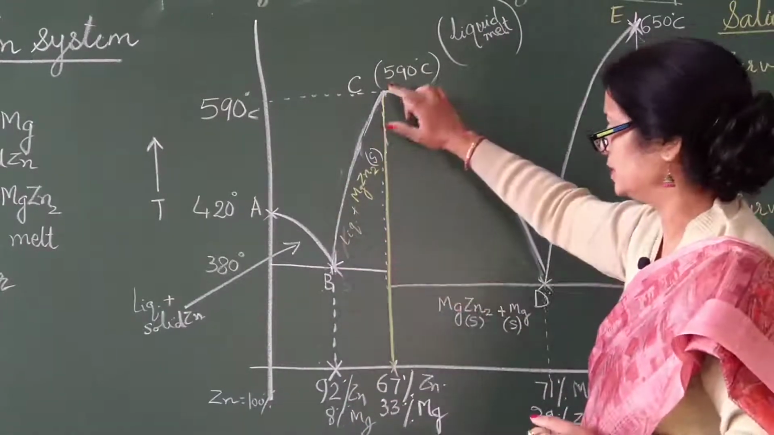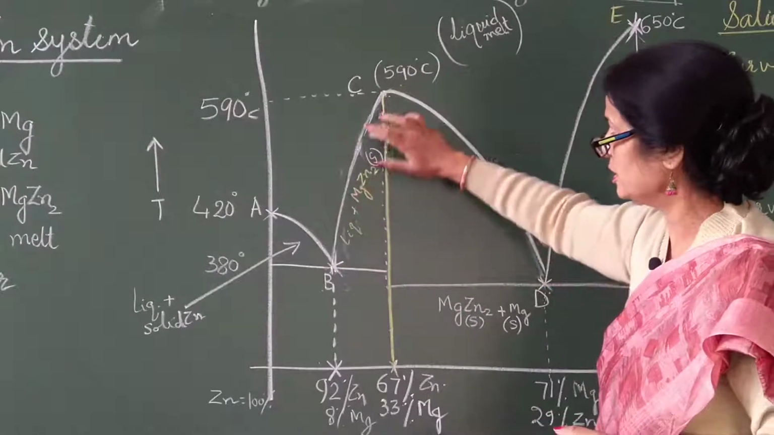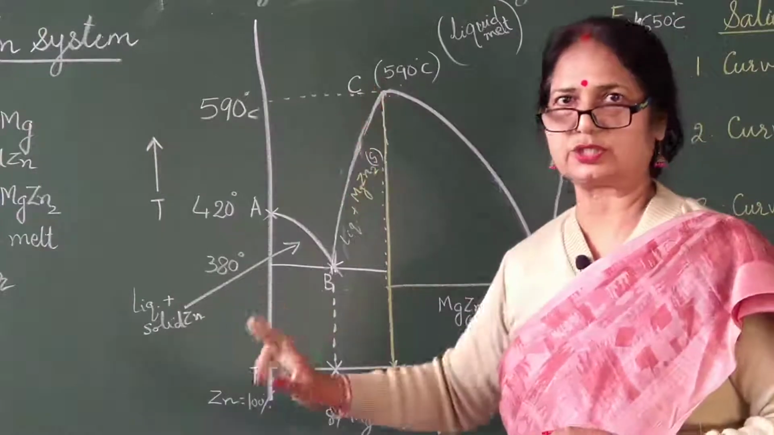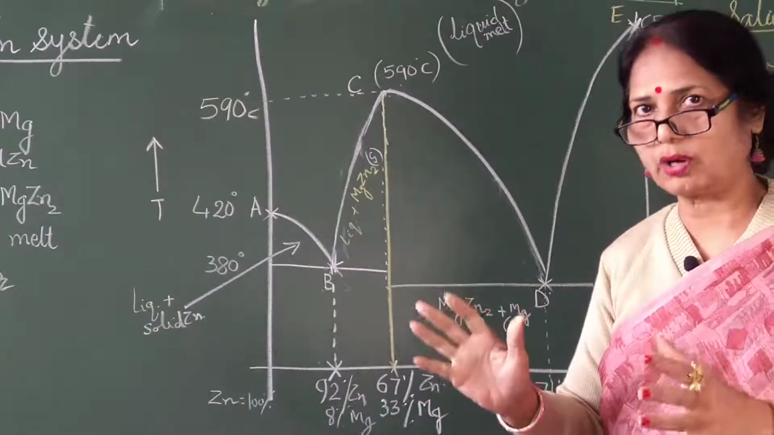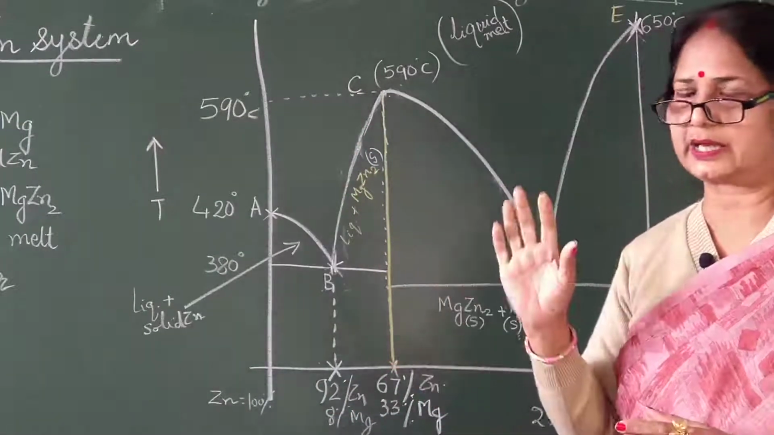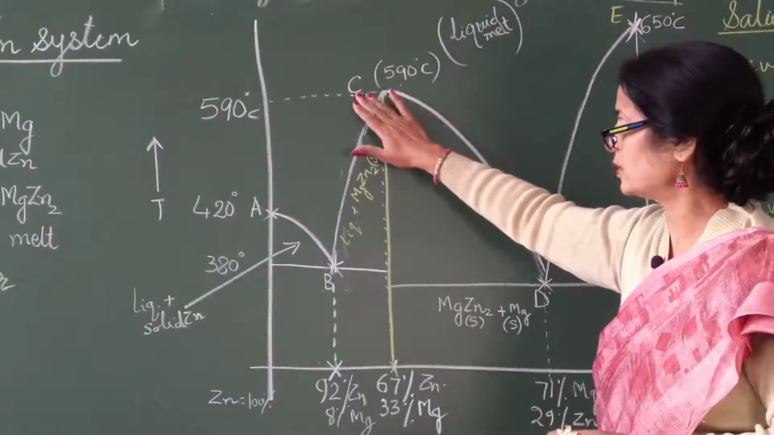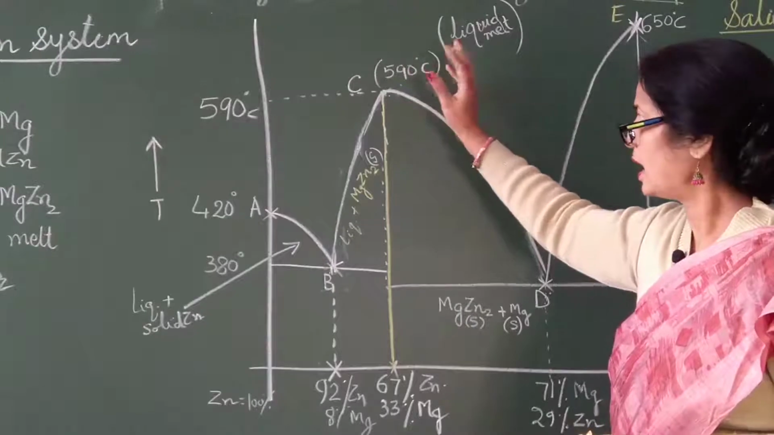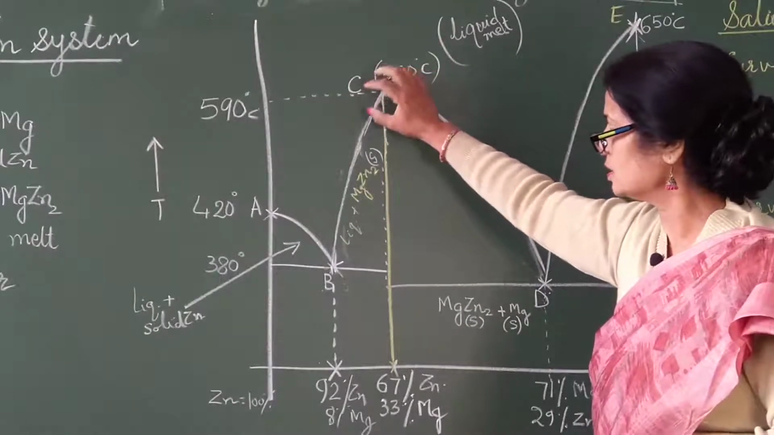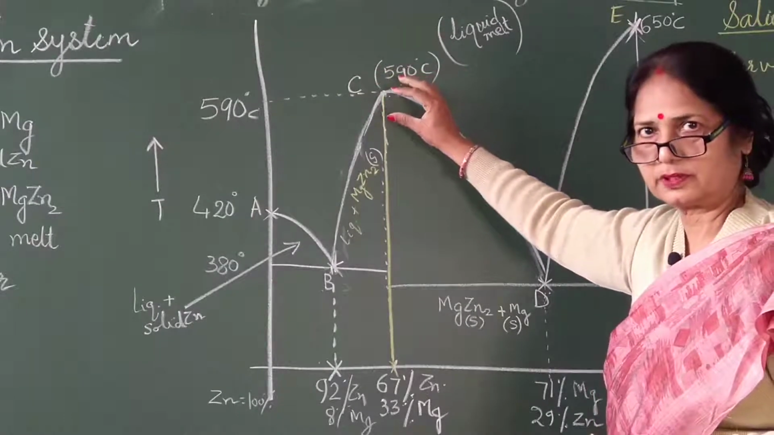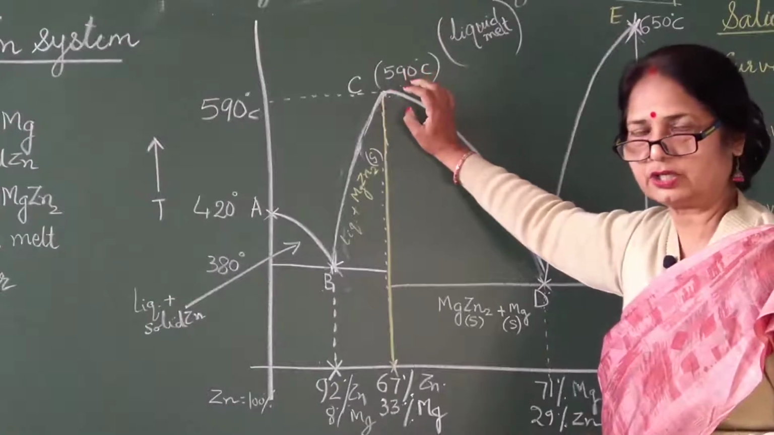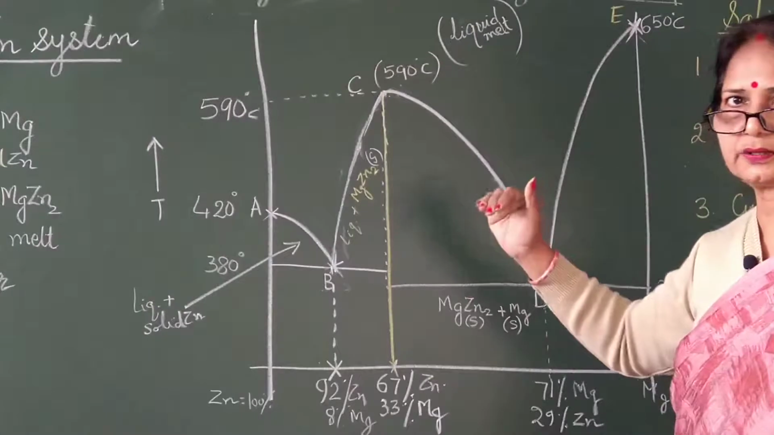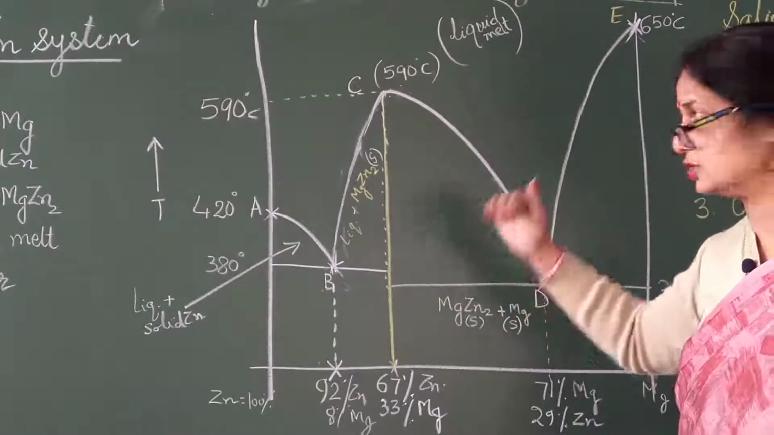So this is the curve BC. So the freezing point will be the maximum freezing point for the MgZn2 system, for MgZn2 solid to which Mg is being added. It reaches up to this point C, which corresponds to 590 degrees centigrade. And after this point, the freezing temperature will start decreasing again with the addition of magnesium.